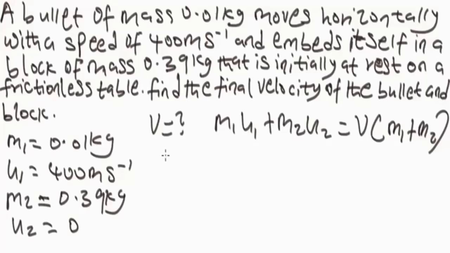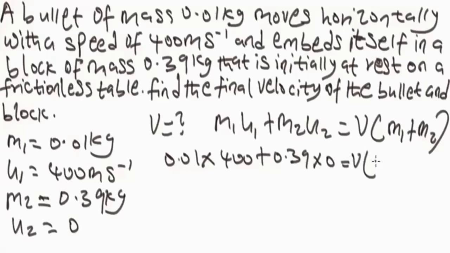Now let's input the values. We're going to have m1 is 0.01 times u1 is 400, plus m2 is 0.39 times 0, equals v in brackets 0.01 plus 0.39. So let me punch this in my calculator. 0.01 times 400 gives us 4. 0.39 times 0 still gives you 0. So we are left with 4 on the left side of the equation equals v in bracket.